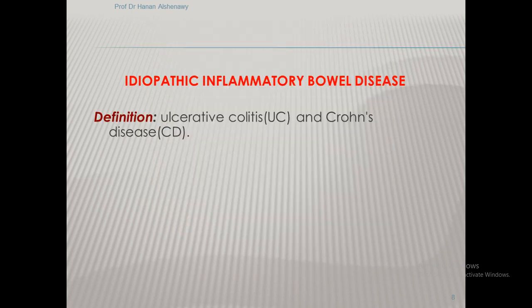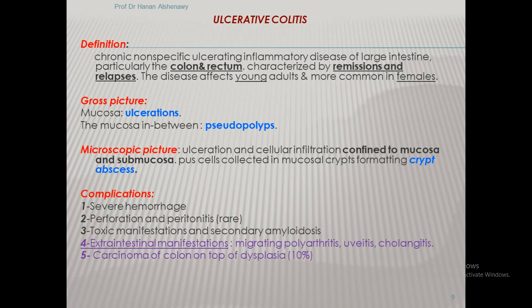Now, a very important type of disease in the bowel, which is inflammatory bowel disease. Inflammatory bowel disease has two main categories or groups of inflammation, which are ulcerative colitis and Crohn's disease. Let's discuss the first one, which is ulcerative colitis. It's a non-specific ulcerating disease affecting usually the large intestine, I mean colon and rectum. However, it may affect all the GIT. It's characterized by remission and relapse.